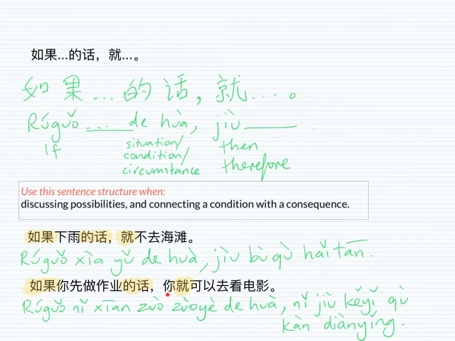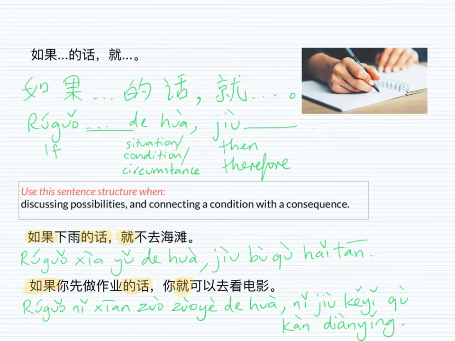So the only difference, I guess, in there is that you can see before the 就 we have got 你. So sometimes, if you're wanting to emphasize the person, perhaps you can put that before the 就. Most of the time the 就 will be the first word after the comma, the beginning of the second clause, but not always.